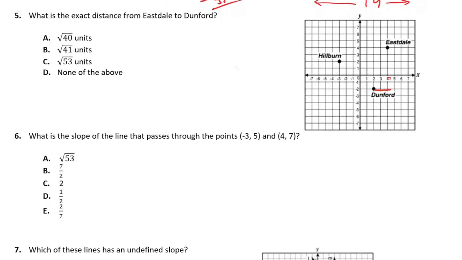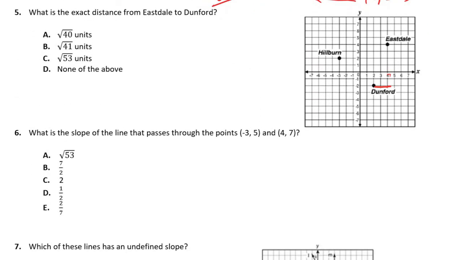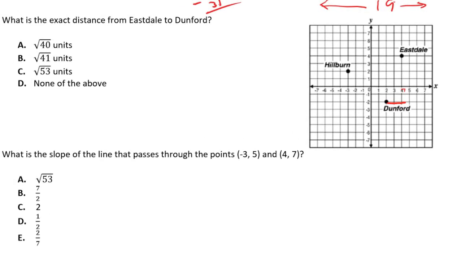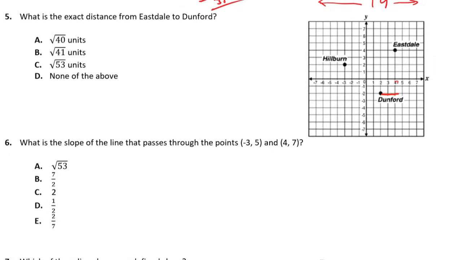The next one, you are given like a grid already. They say, what's the distance from Eastdale to Dunford? All right, this is Eastdale. This is Dunford. I will just draw a triangle. That's from there, and then go vertically like that.